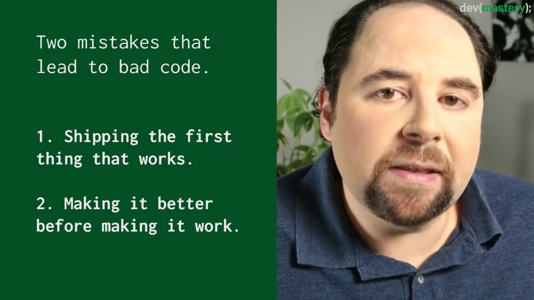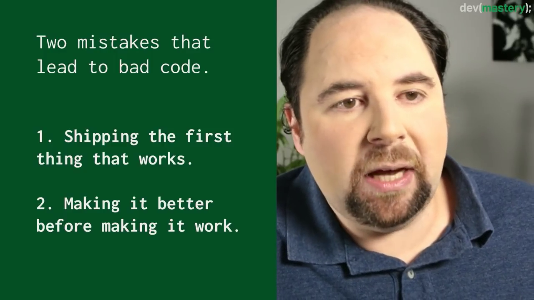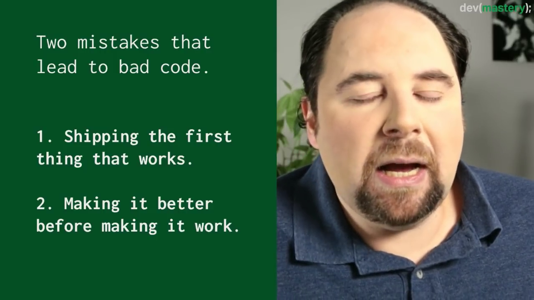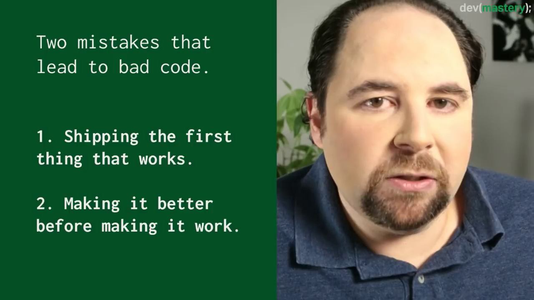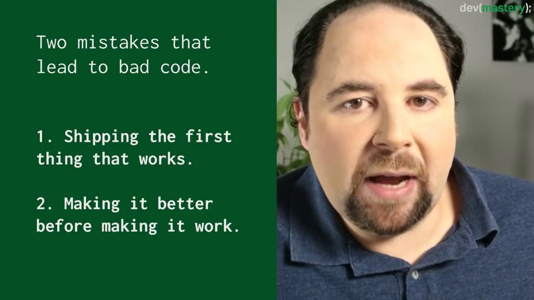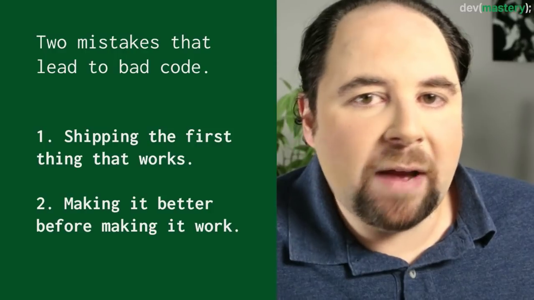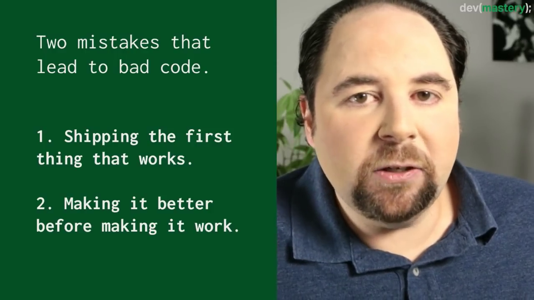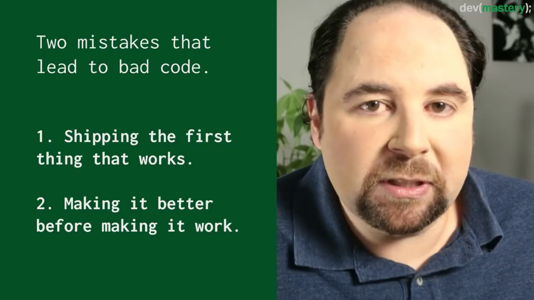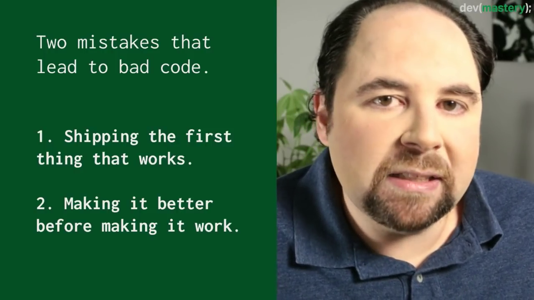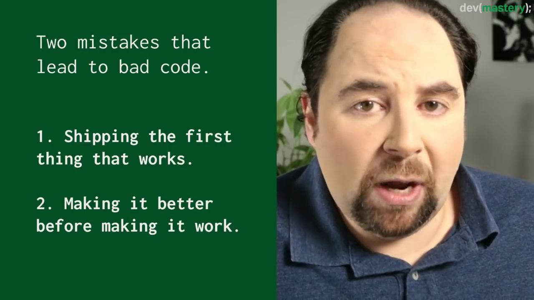The second mistake that I think leads to bad code is trying to make it better before making it work. What I mean by that is it manifests itself in two ways. One is you get in your head. You try to design the perfect thing in your own mind before ever implementing anything. That usually happens after you've been bitten by the first mistake a few times. You realize, if I had just thought about this more, maybe I would have had that insight before I had to actually write or ship the code.